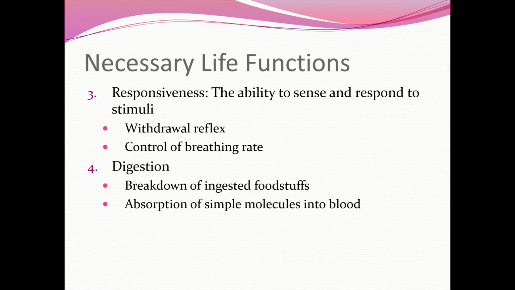Number 3 is responsiveness, which is the ability to sense and respond to stimuli. This is a major component of the nervous system. It also includes reflexes, like the withdrawal reflex if something is painful, and also an involuntary reflex that controls breathing rate. The fourth is digestion, which is the breakdown of ingested foodstuffs, and the absorption of simple molecules into the blood. We have to eat our nutrients. We cannot make our own. There are a few that we can make, but most we have to ingest.